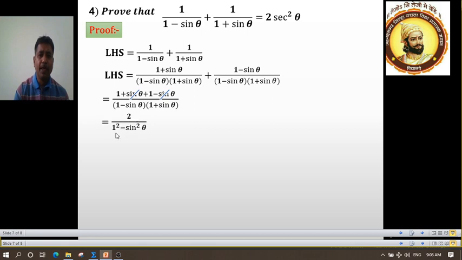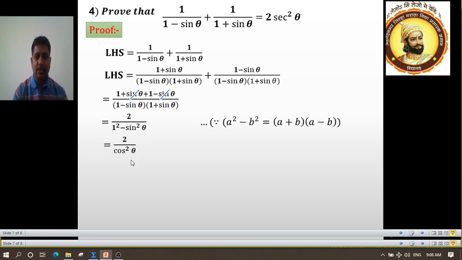So 2 upon 1 square minus sin square theta. See, again by using the identity a minus b into a plus b, that is a square minus b square. So using this identity, a square minus b square is equal to a plus b into a minus b. So 1 square minus sin square theta means 1 minus sin square theta. So 1 minus sin square theta is equal to cos square theta. So 2 upon cos square theta.